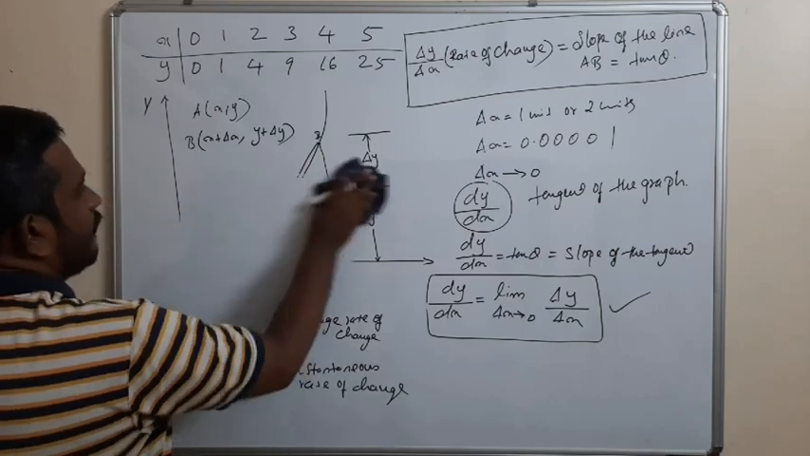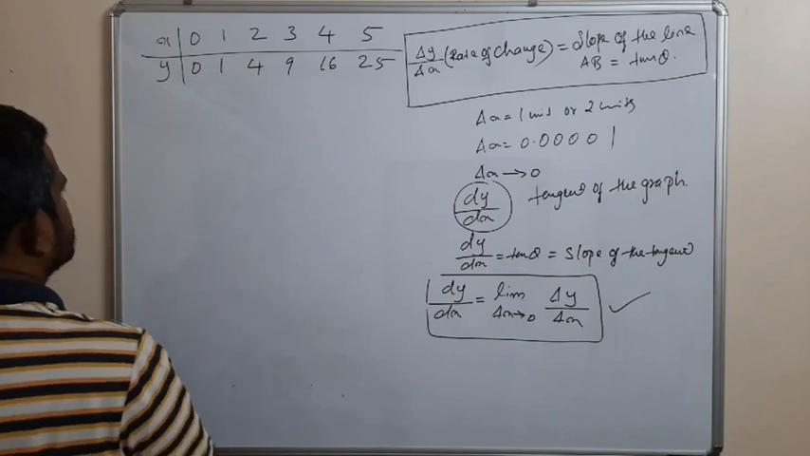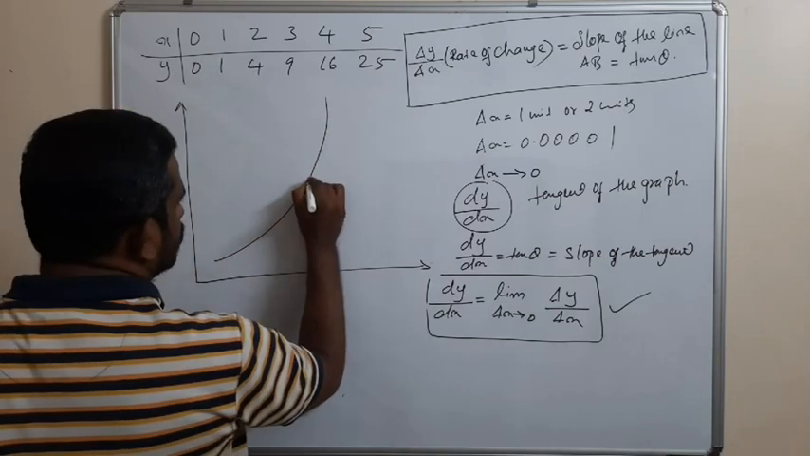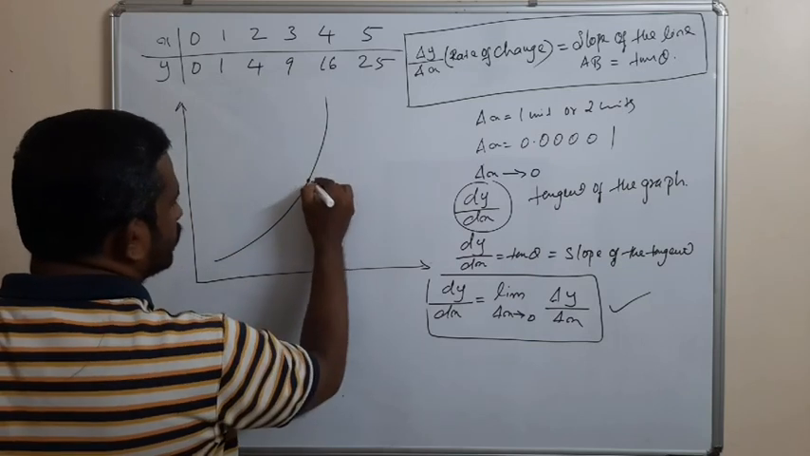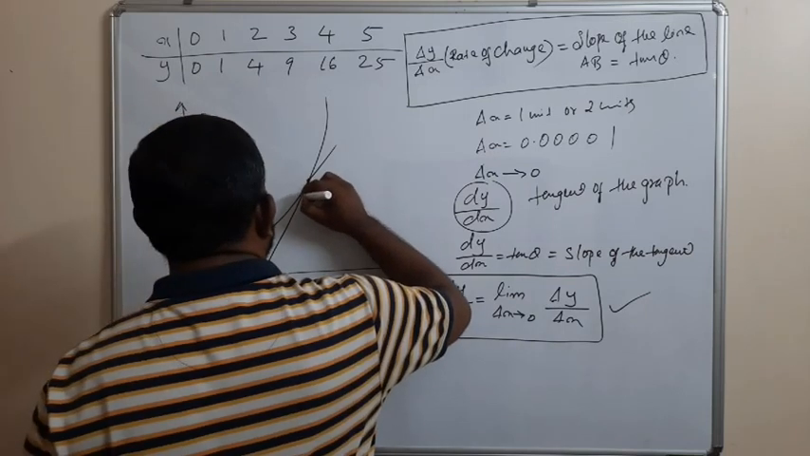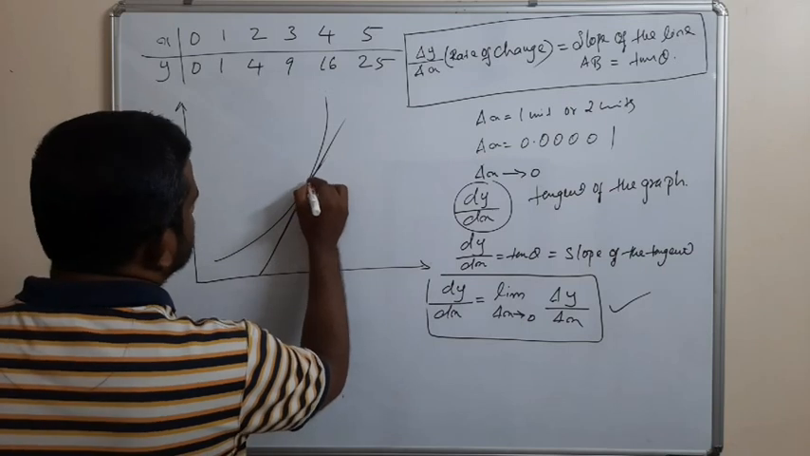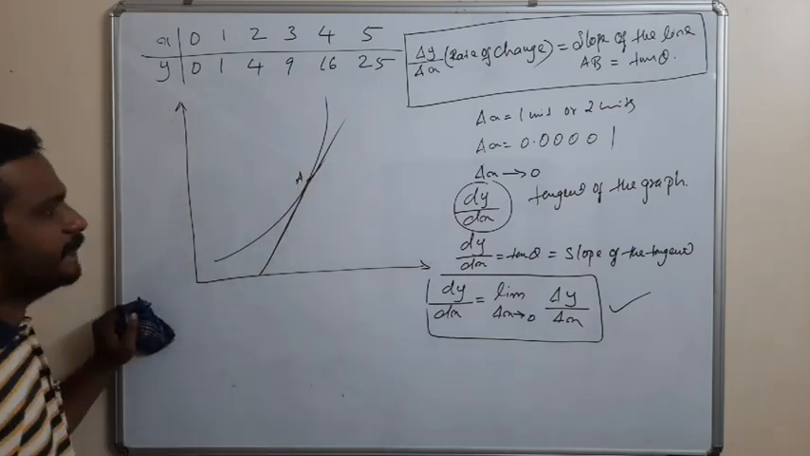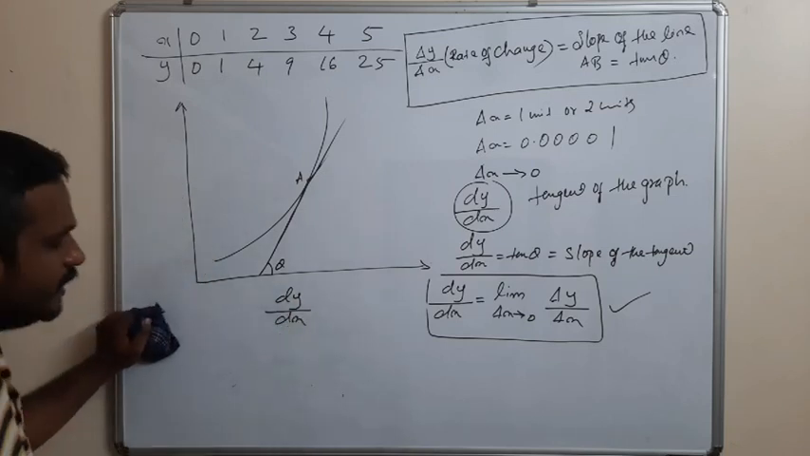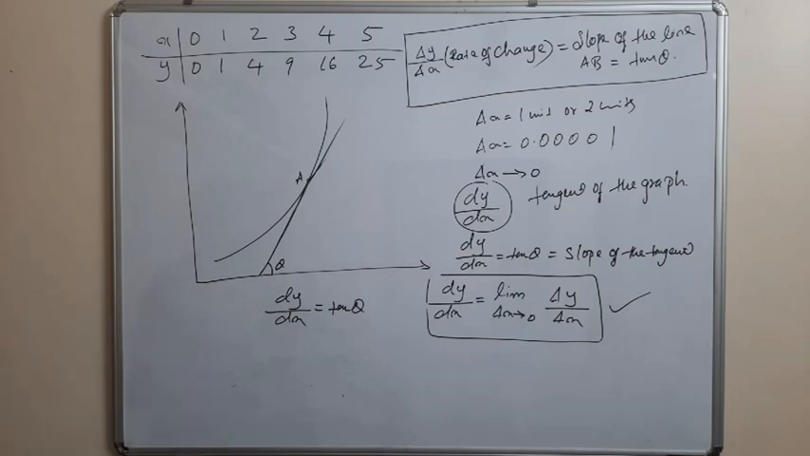So when you consider the instantaneous rate of change, this is a curve. A is a point, B approaches A, and B coincides with A. This is the tangent at A. At that moment, the rate of change is dy by dx, which is equal to tan theta. So tan theta is the slope of the tangent. That's very, very important.